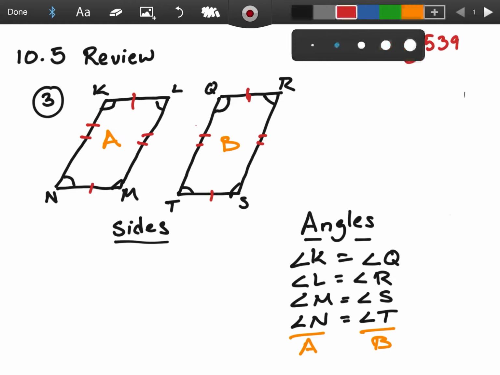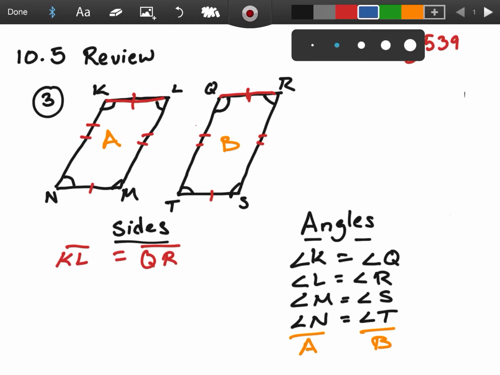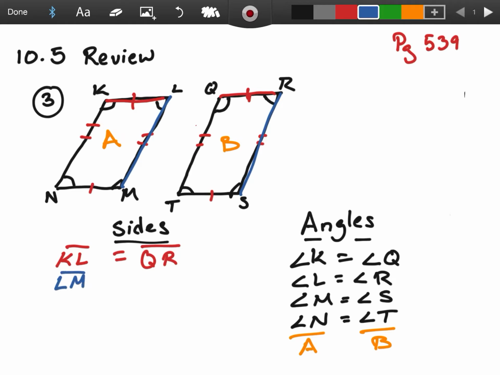The first side I can see is from here to here, K to L. So side KL, and you just draw a line over it. Side KL is equal with side, hopefully you see, QR. Next, I'm changing color to help you see. Next we have side LM, and then side SR. Wait a minute, I did something wrong. Side LM and side SR. That's right.